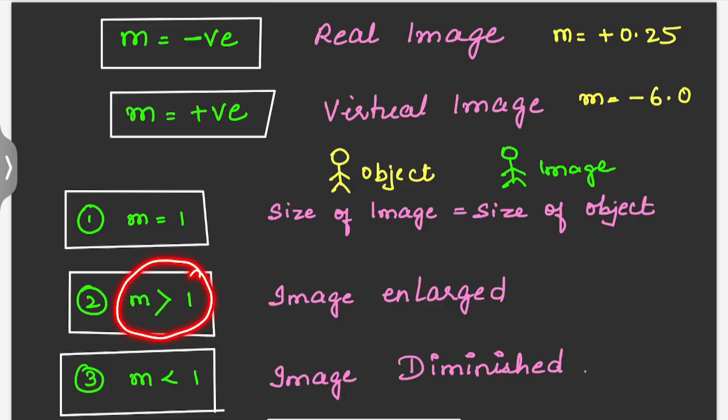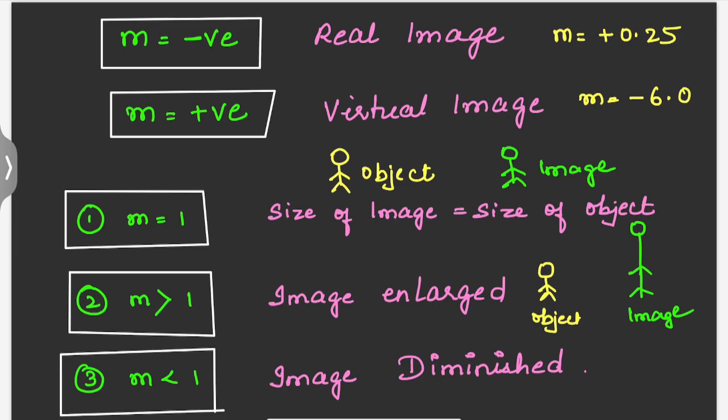Second, if the m value is greater than 1, then the image which is formed is enlarged. Enlarged means very big. For example, let us take the object again. This is the object, and then the image. The image is enlarged, meaning a very big image will be obtained like this. A very big image.